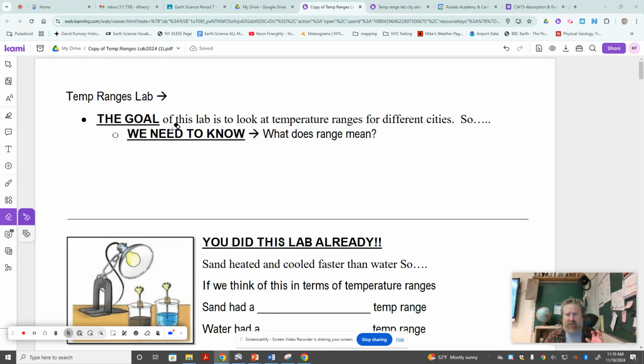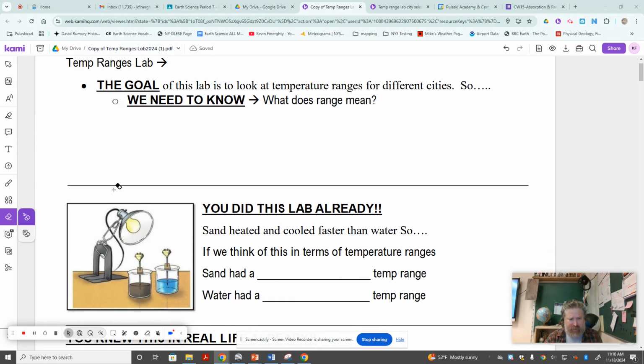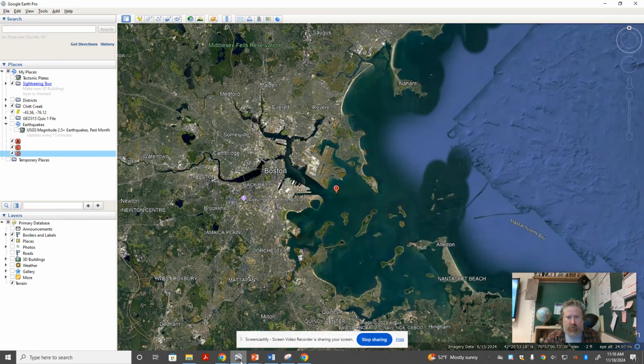So if you were absent for the temperature ranges lab, here we go. The thing about this lab is that it really is the same as this lab in a very real way. If you can say, I did this in a laboratory, I had a beaker of sand and a beaker of water, I looked at how they heated and they cooled, then you can say for this one, all I'm going to do is look at two different cities.